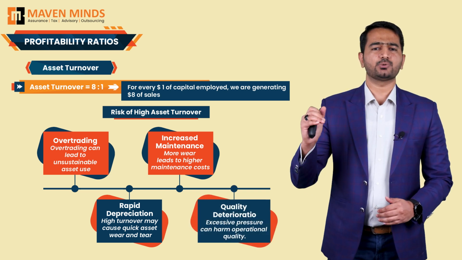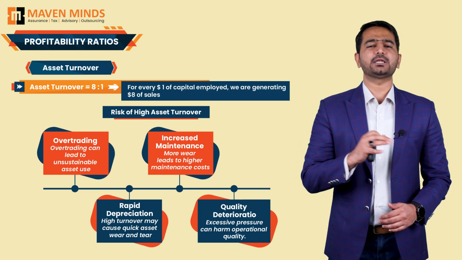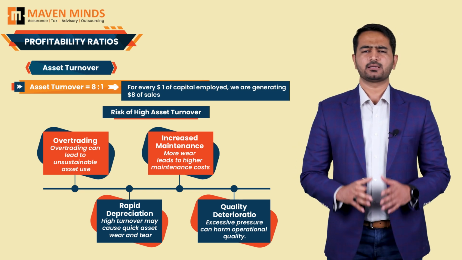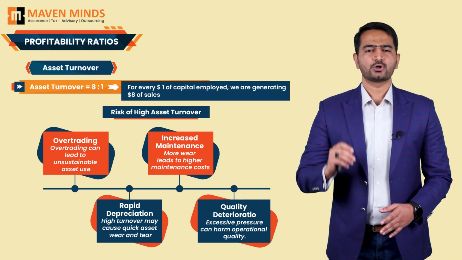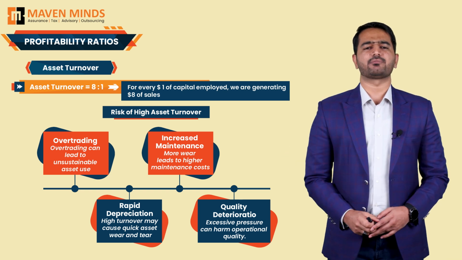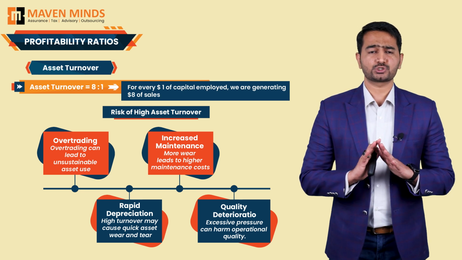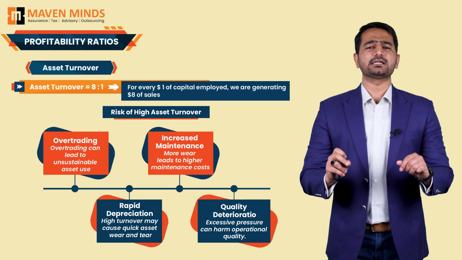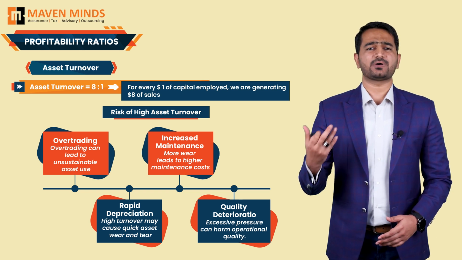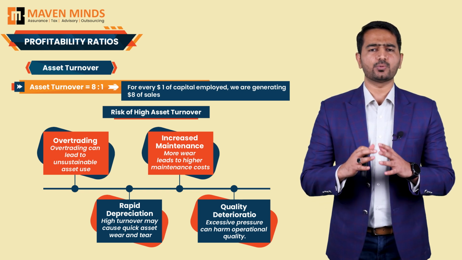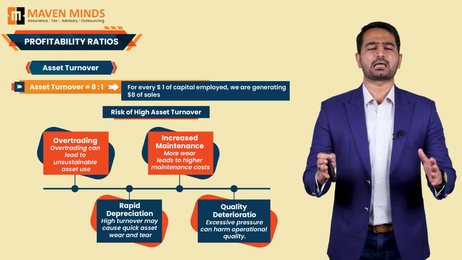So while a high turnover is desirable, it should not be excessively high compared to the industry benchmark. Ideally, your asset turnover should be close to or slightly above the industry average, perhaps 10 to 20% more, but not so high that it indicates overutilization of your assets. Overutilization of assets can compromise the overall quality of the business, affecting the long-term operational capacity.